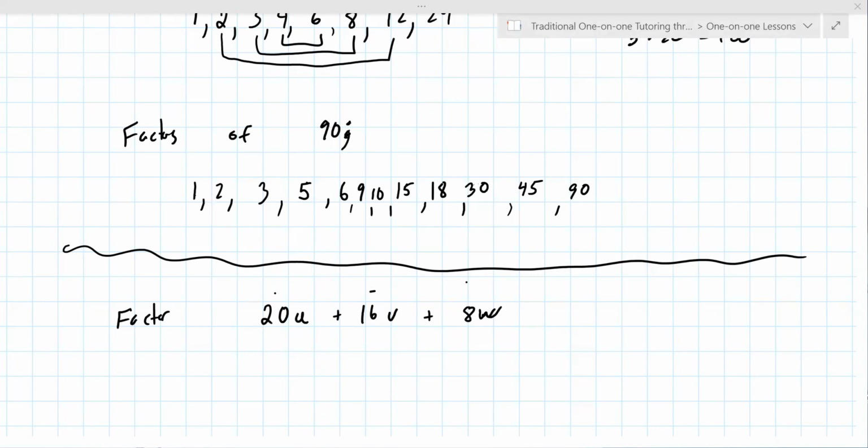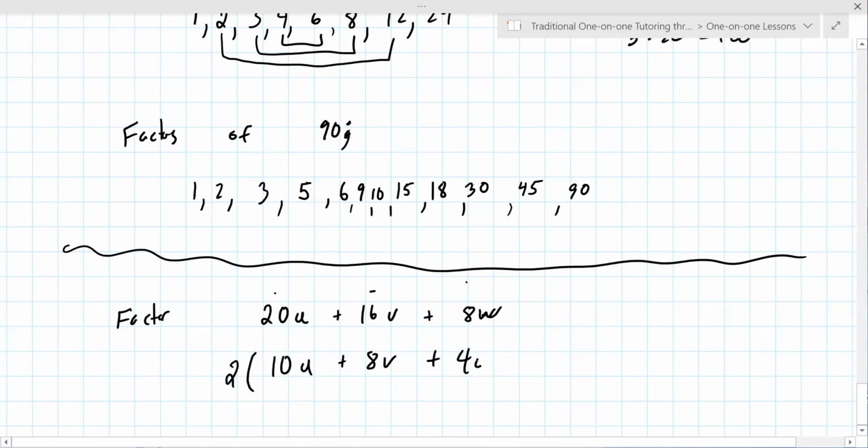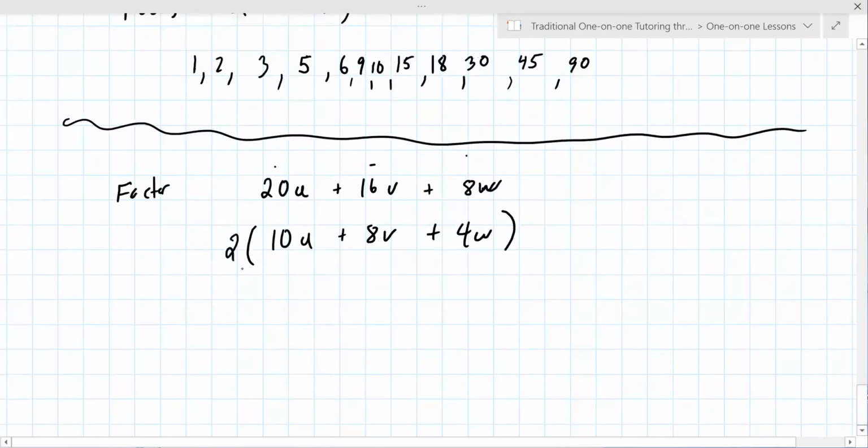They're all even. Yeah, I think even. So they're all divisible by 2. So let's just try that. 10u plus 8v plus 4w. Now let's just try 2 again. Does 2 go into each of these? Does. Okay, yeah. So that's 5u plus 4v plus 2w.